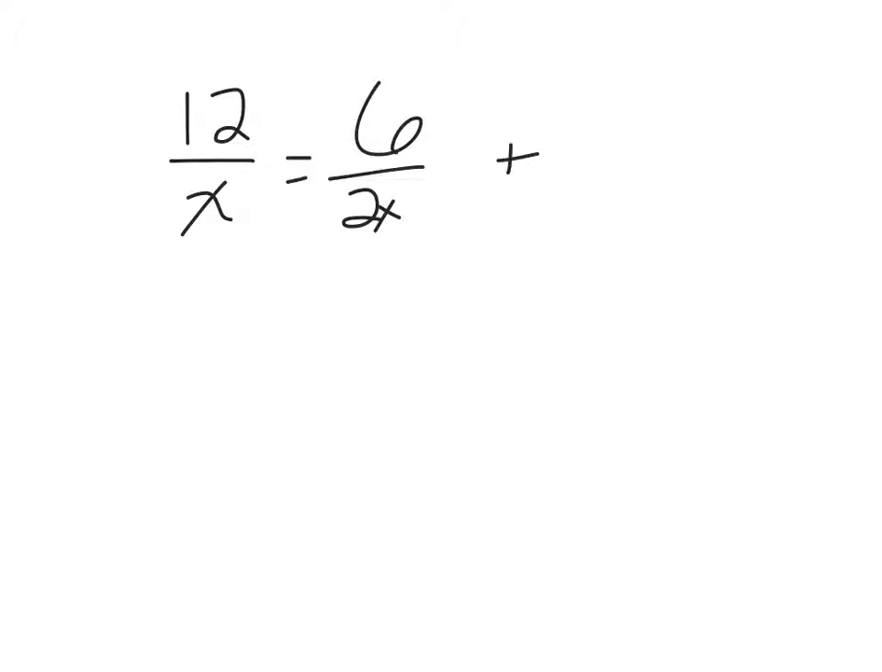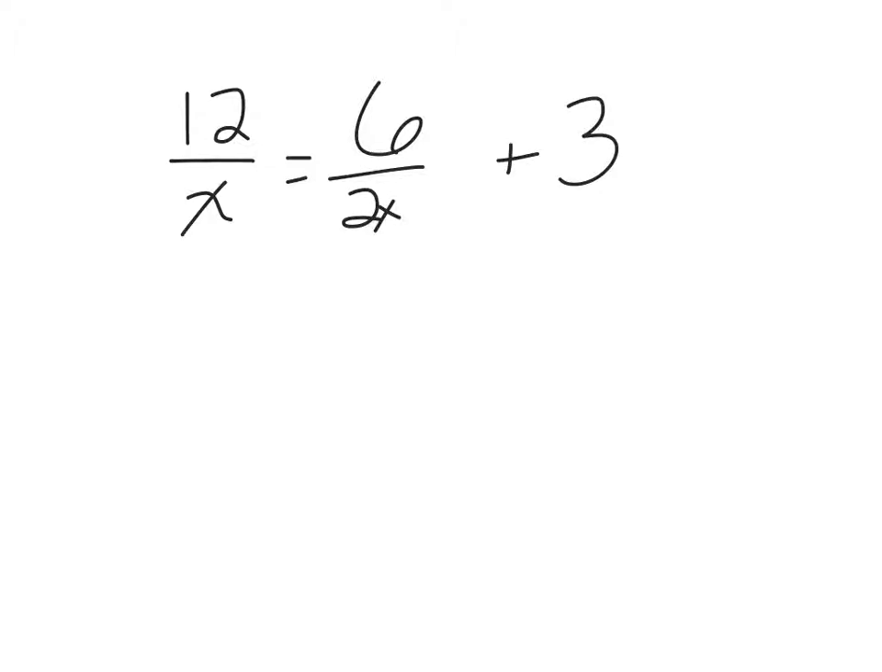These rational equations look something like this. I want to start off with a real simple one, and this is one that's in your book in the example. If I have 12 over x is equal to 6 over 2x plus 3.